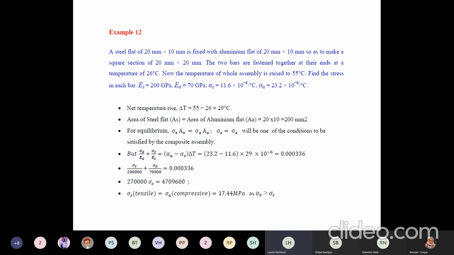Now let's start writing the solution. Net temperature, that is delta T, T2 minus T1. This is very clearly understood. Next, we need area. To calculate the stresses and all, we need area. So area for steel is equal to area for aluminium. Why? Because both the bars are of the same section.